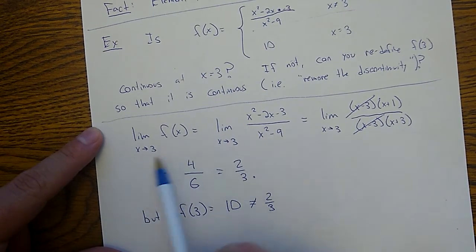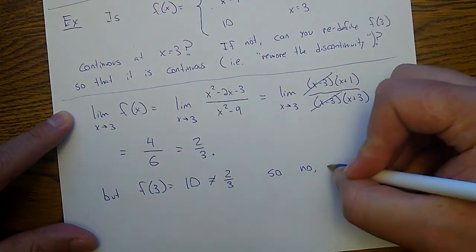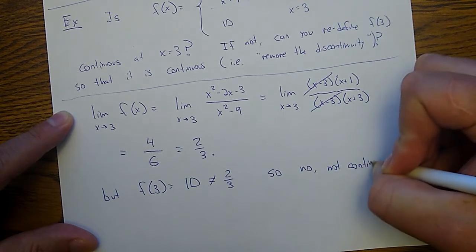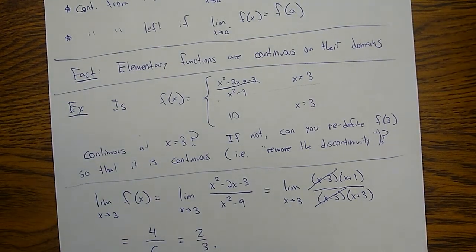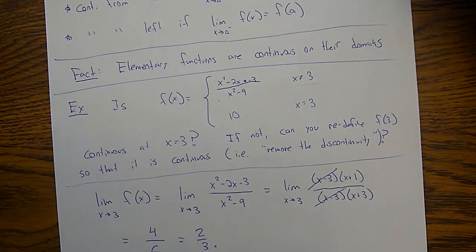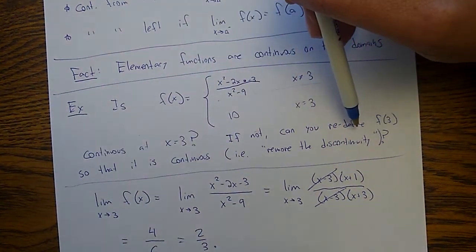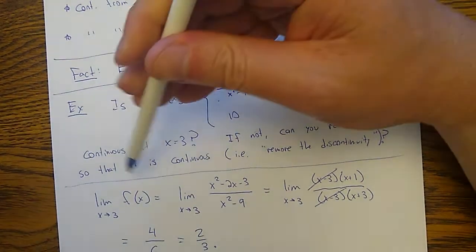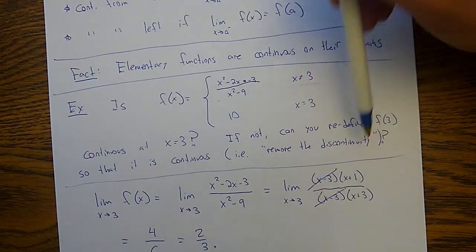In other words, the limit as x goes to 3 did not match f of 3. So no, this is not continuous. But if you notice, there was a follow-up question. If the answer is no, if it's not continuous, can you redefine f of 3 so that it is continuous? And this is called removing the discontinuity.